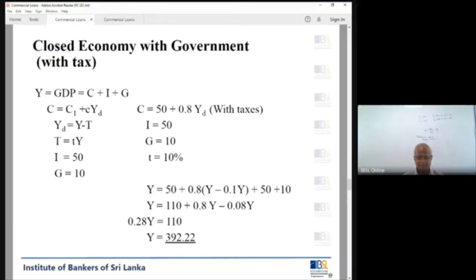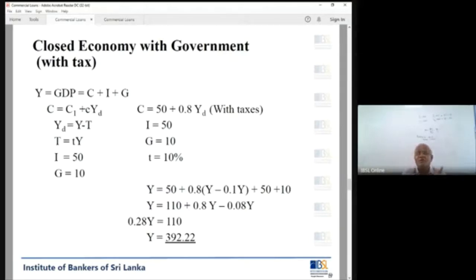10% is tax, into 0.1, 90,000. Tax is 90,000. Understand the calculation? Your taxable income is 900,000. Of that, 10% is tax, 90,000. You give 90,000 to the government. Of your total income, you pay 90,000 as tax to the government.